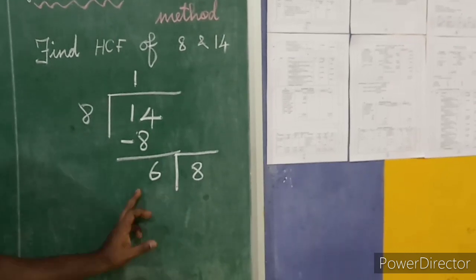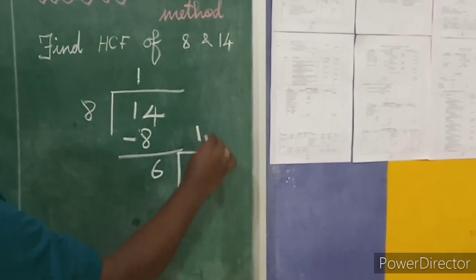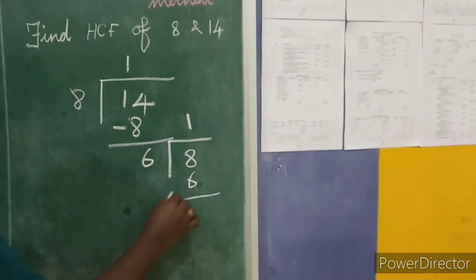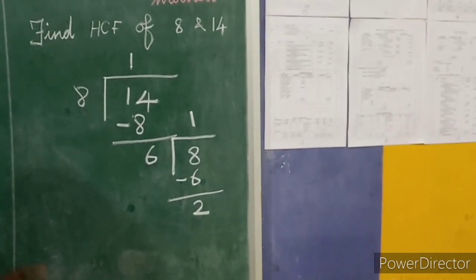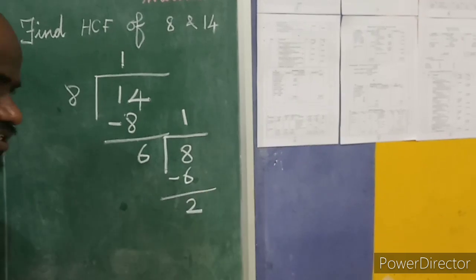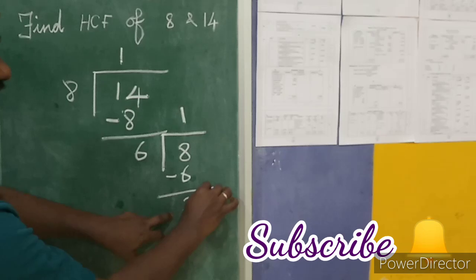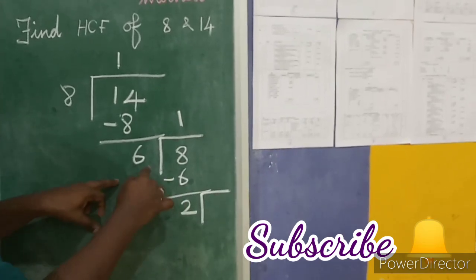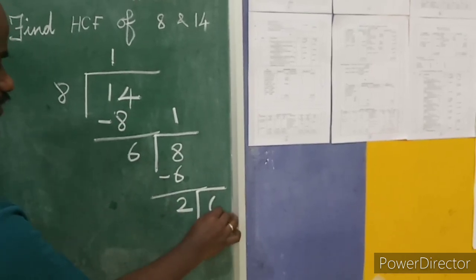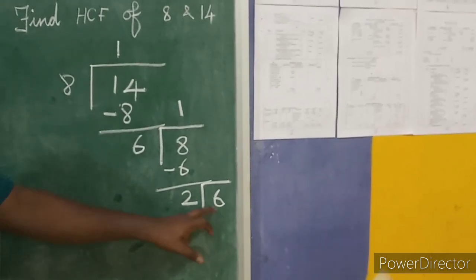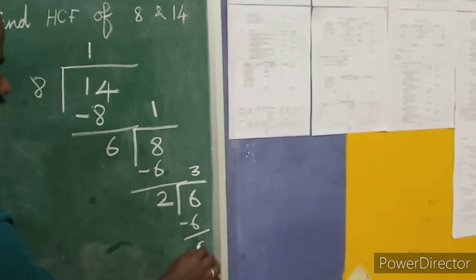Now divide 8 by 6. In 8, how many 6's are there? 1 6. 1 6 is 6. So what is the remainder? When I subtract, I get 2. Now since I have not got 0, I need to proceed till I get the remainder 0. Now this 2 will become the new divisor, and the previous divisor, that is 6, will become the new dividend. In 6, how many 2's are there? 3. 3 2's are 6. When I subtract, I get 0.